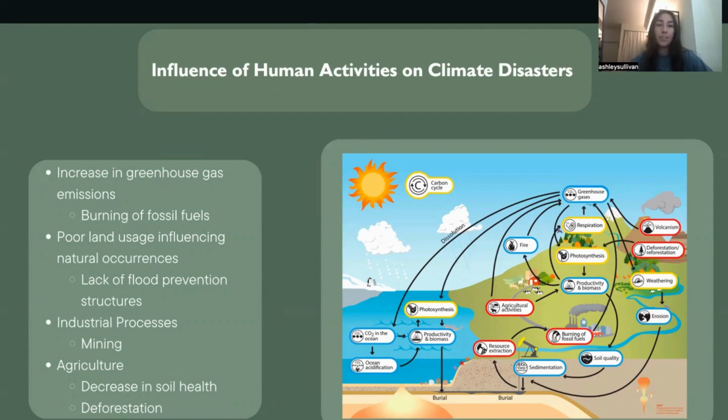So these events are happening more frequently due to human activities, such as the increase in greenhouse gas emissions, like burning fossil fuels such as coal, poor land usage influencing natural occurrences, such as a lack of flood prevention structures. We also have environmental issues with the industrial processes, such as mining. Finally, there's also agriculture, which decreases the soil health, and deforestation. And as you can see by the graph on the right, all of these issues and natural processes are interconnected, and they all have ripple effects on each other. Next slide, please.